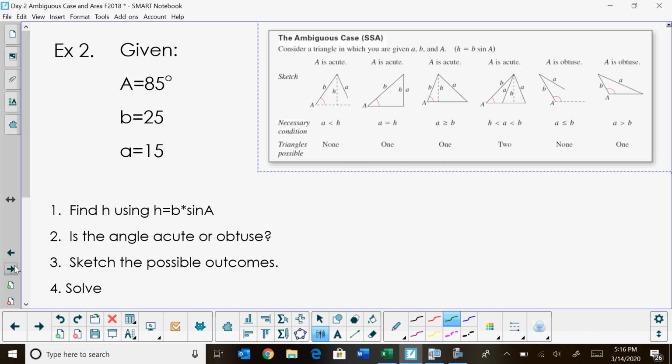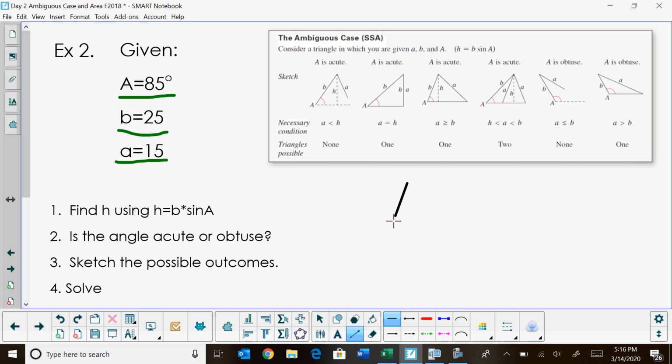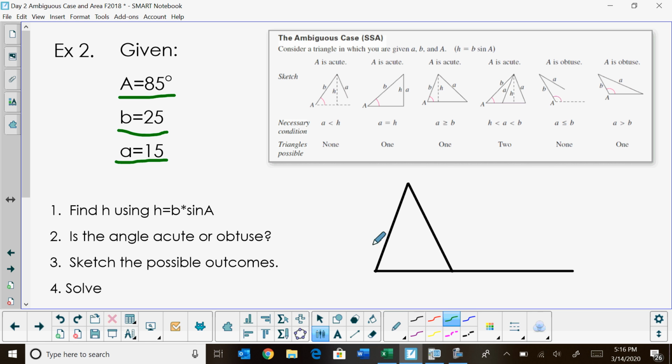Okay, let's look at scenario 2. Scenario 2, we have angle A that's 85, side A that's 15, and side B that's 25. So let's do a quick sketch. Okay, 85, that's a pretty big angle. So I'm going to just give myself a working line on the bottom. Then we have a side of 15 over here. So we've got 85 degrees for angle A, 25 for side B, and 15 for the opposite side from 85.